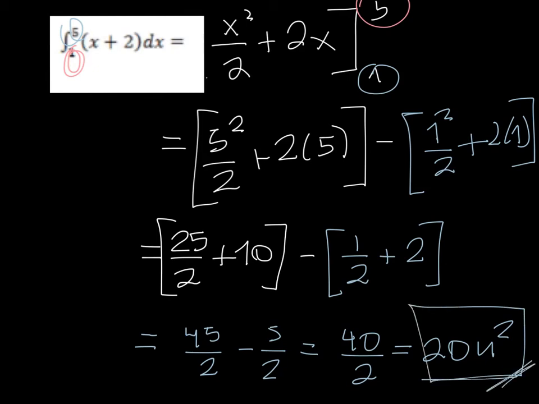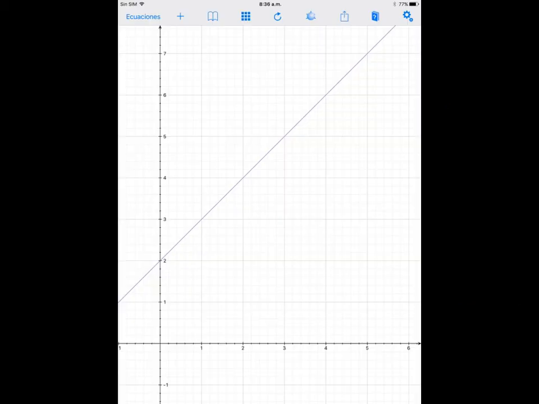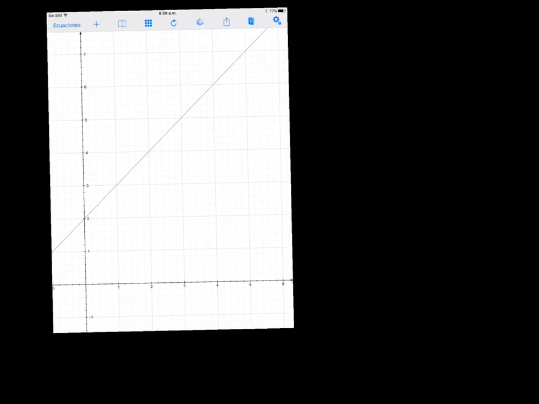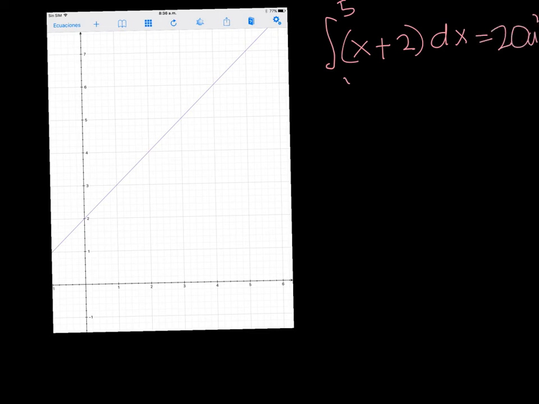So what is the interpretation of this 20? These are 20 units squared. Pay attention on this. This is the graph of the original function, the function x plus 2, okay? So we know that the integral of x plus 2 times dx from 1 to 5, according to our calculus, is 20 units squared. Which are the limits of integration? The first limit is 1, second limit is 5. So what we are obtaining is the area under the line, which is this function. This is the line function.